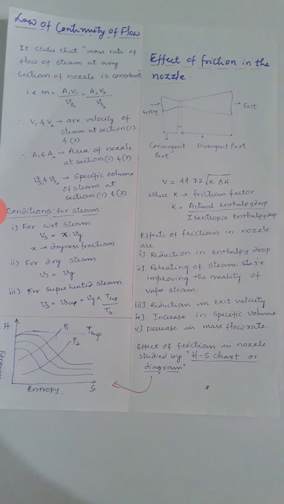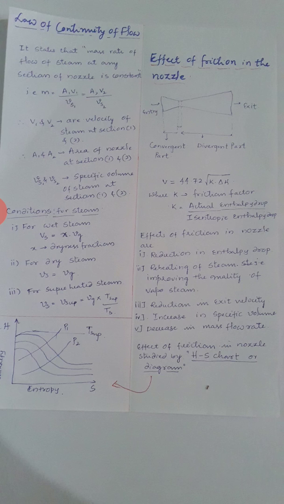Next is increase in specific volume. The specific volume of the exit steam from the throat section goes on increasing. And decrease in mass flow rate. As we know, if specific volume increases, the mass flow rate will decrease. In friction there is a loss in energy, due to which the mass flow rate suddenly decreases.